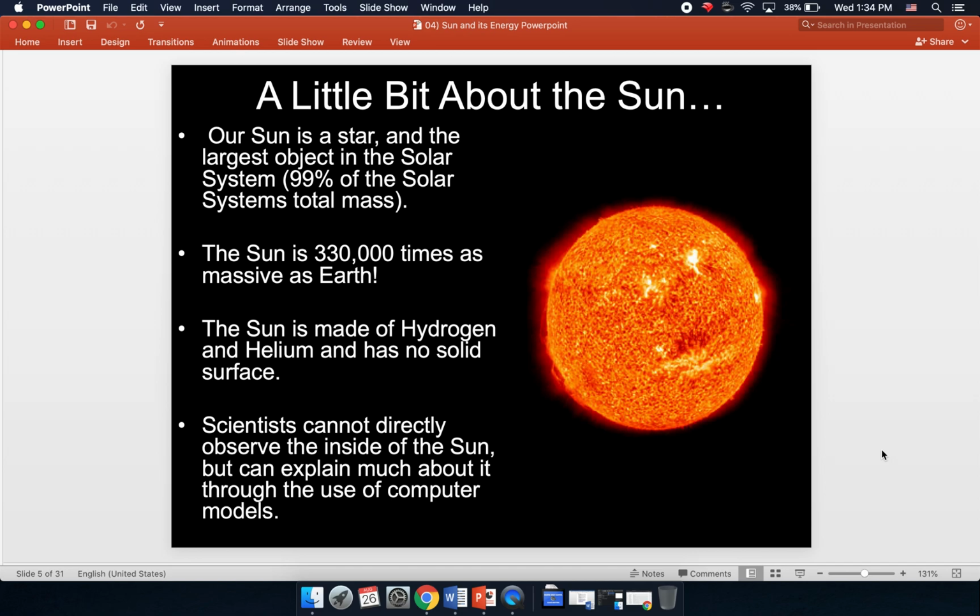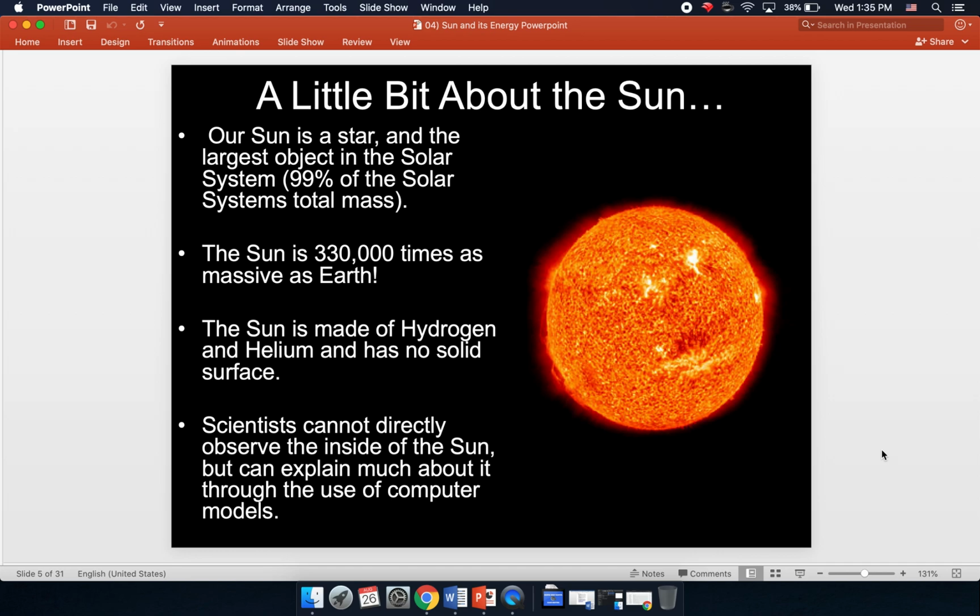Alright, a little bit about the sun. Like we've said in previous lessons, our sun is a star. It's also the largest object in our solar system. It is 99% of the solar system's total mass. So everything else in the solar system only makes up roughly 1%. The remaining 99% is the sun. The sun is 330,000 times as massive as Earth. It is made of hydrogen and helium and has no solid surface. So when you hear the sun referred to as a ball of burning gas, that's fairly accurate.